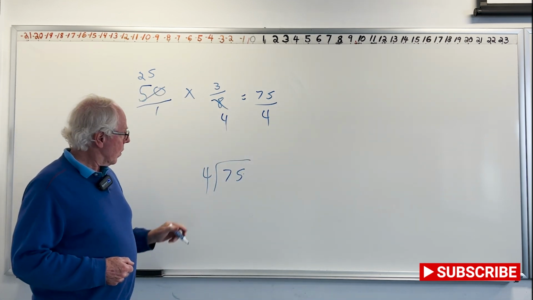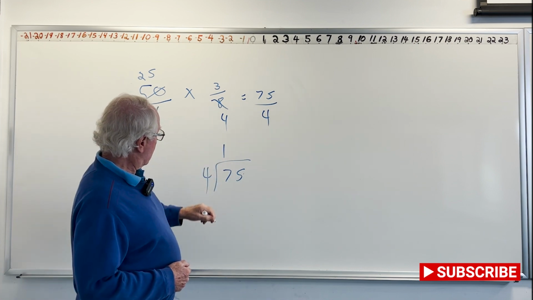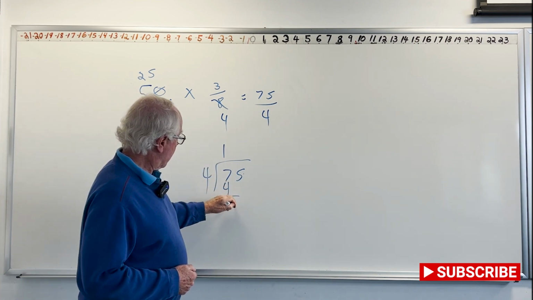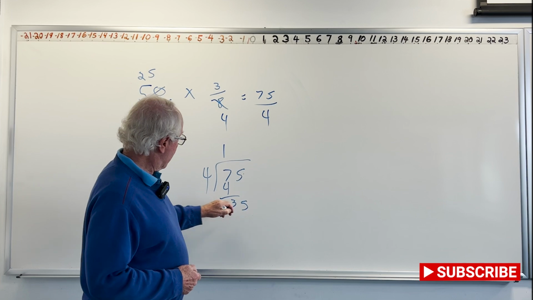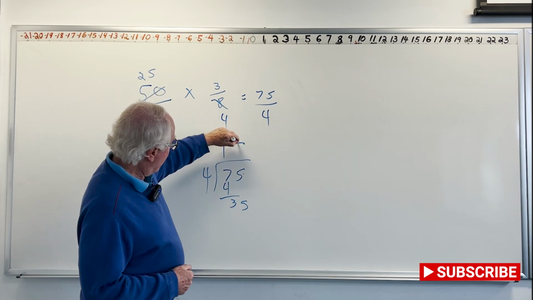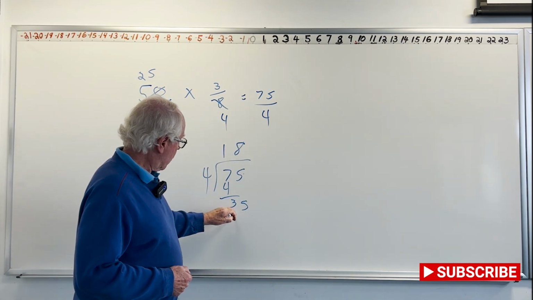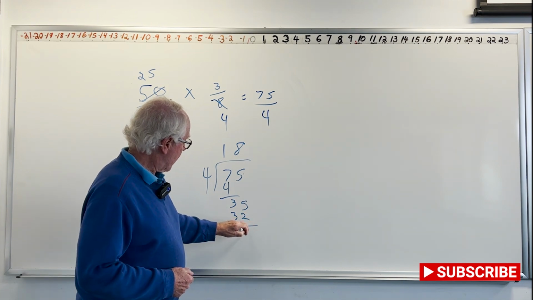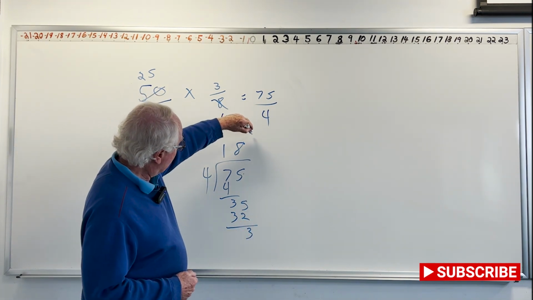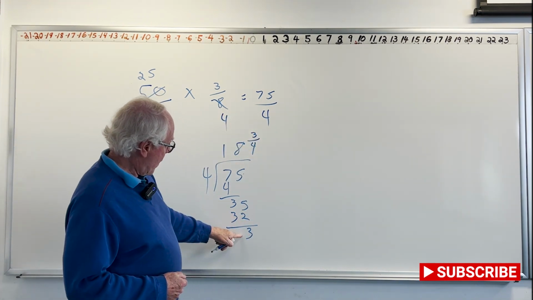75 divided by 4. 4 goes into 7 once. Remainder 3. Bring down the 5. 4 goes into 35, 8. 8 times 4 is 32. 5 minus 2 is 3. And that's going to be the remainder 3.